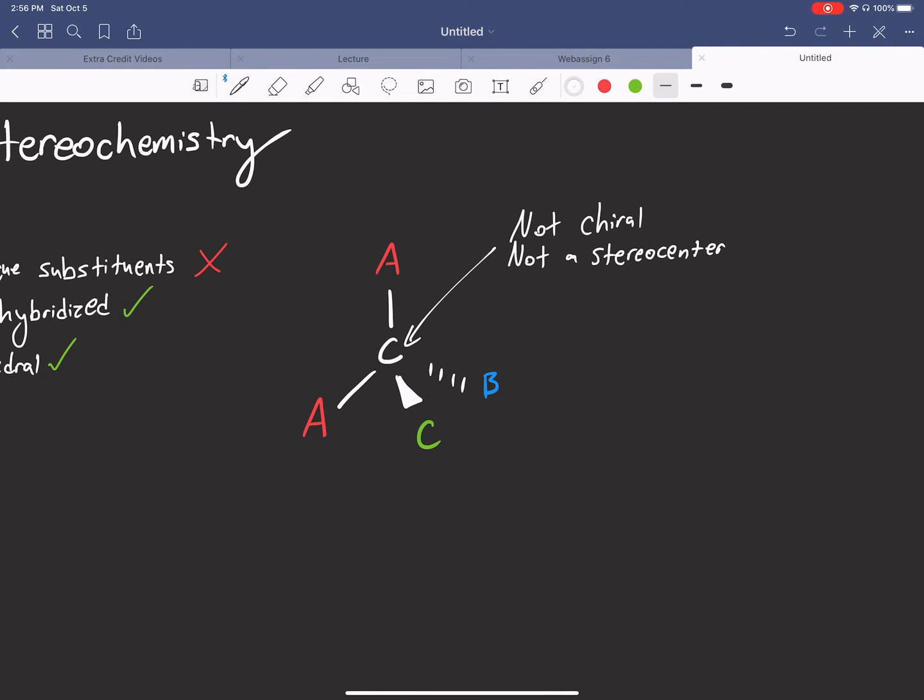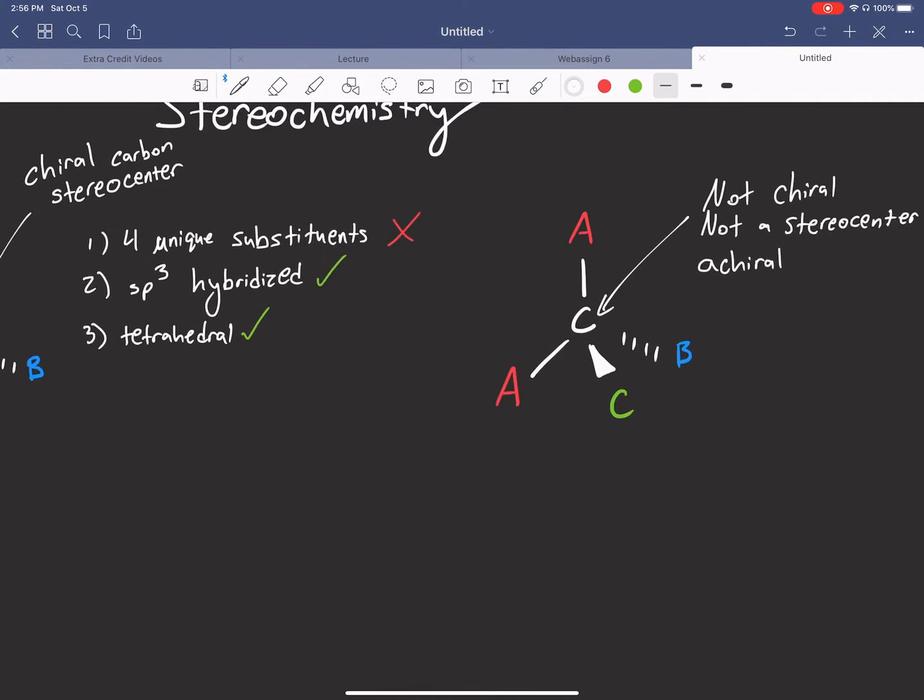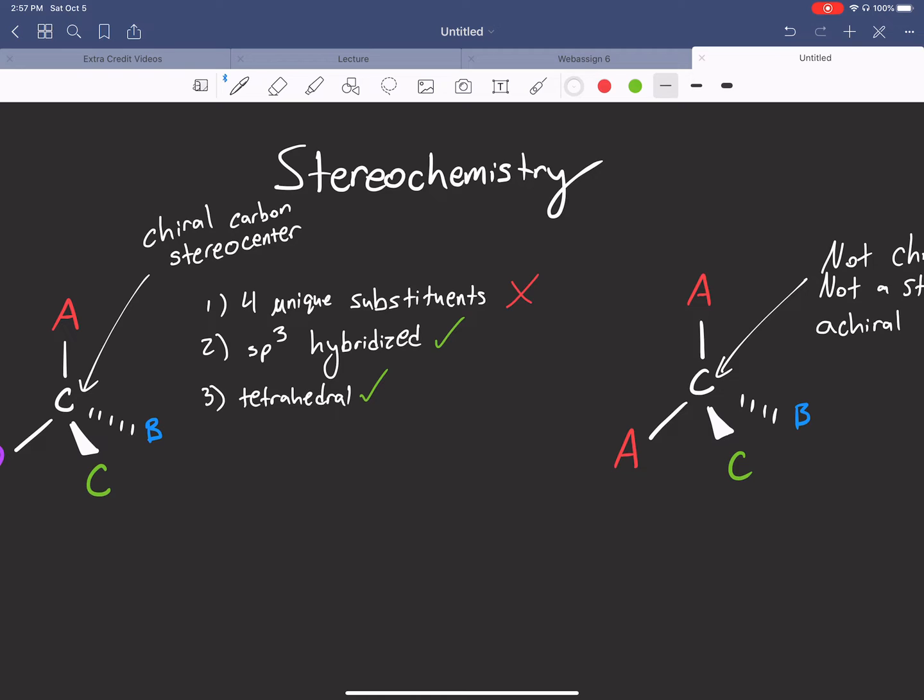We can also say that it's achiral, right? To be achiral is the opposite of chiral. So if chirality requires, for a carbon to be chiral, four unique substituents, achiral would mean it breaks something there, like it breaks one of the rules, okay?